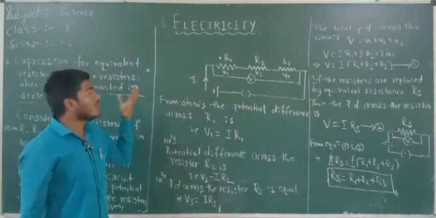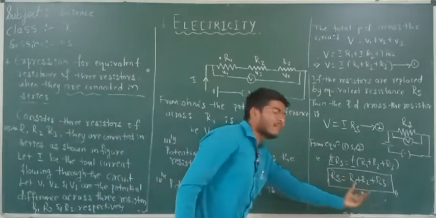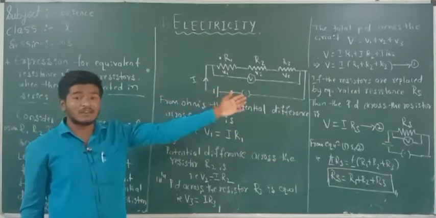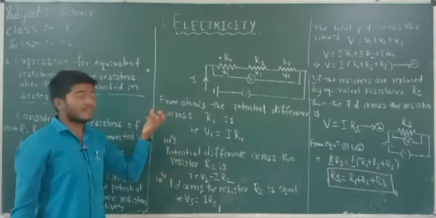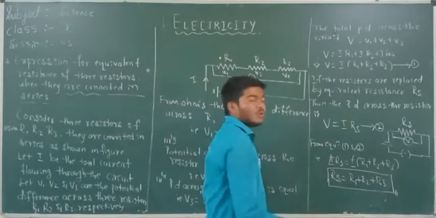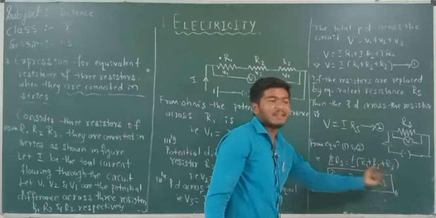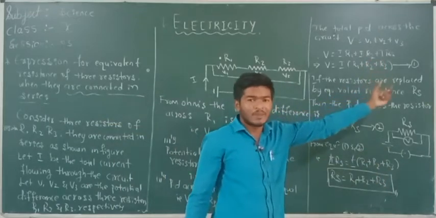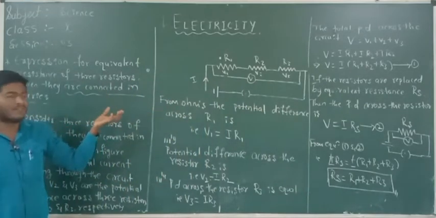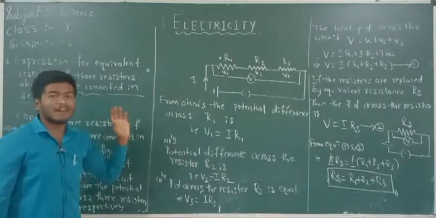So here we get only three resistors. If we consider in the circuit n number of resistors, then the equivalent resistance of those n resistors is nothing but Rs is equal to R1 plus R2 plus R3 plus so on up to Rn. So it is nothing but the expression for the equivalent resistance of resistors when they are connected in series.